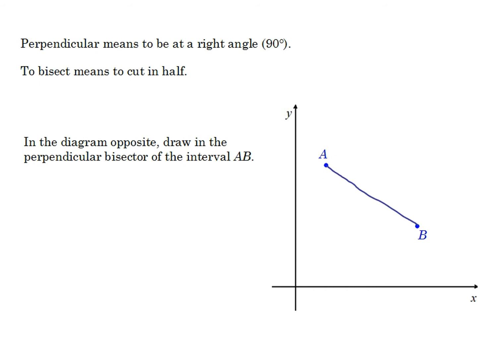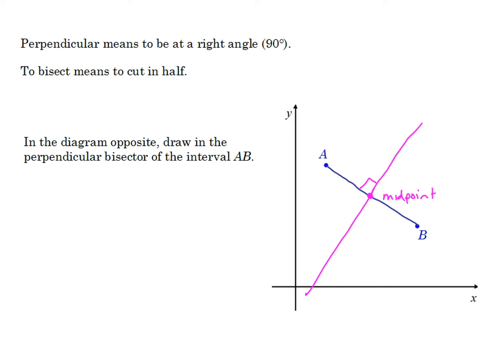we're looking at finding a line that bisects AB, so cuts it in half, so we would therefore need to find the midpoint, and that's also perpendicular to AB. So it will need to be at a right angle to AB.